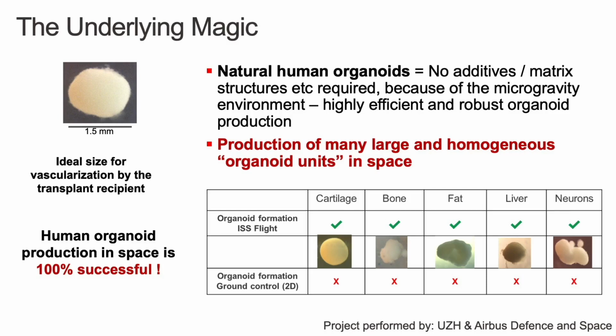And what is also very important, the organoid structures produced in microgravity are 100% natural. That means no additives or matrix structures are required for the formation in space compared to Earth. We therefore developed a highly efficient and robust organoid production system. As you can see in the picture on the left side, the organoids reached diameters of up to 1.5 millimeter, which is an ideal size for transplantation with respect to vascularization. On Earth, organoids produced with artificial scaffolds are much smaller and usually have sizes of below 0.5 millimeters.